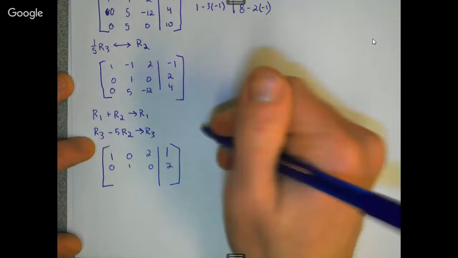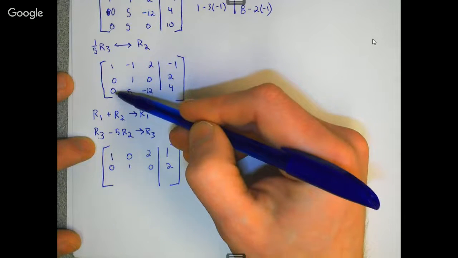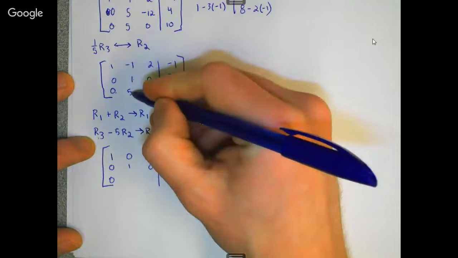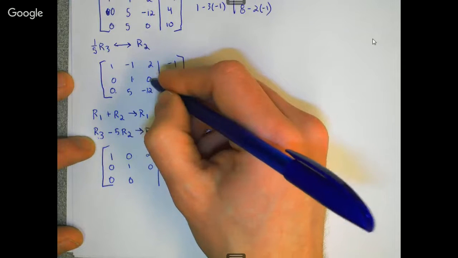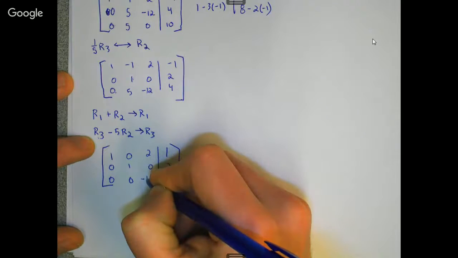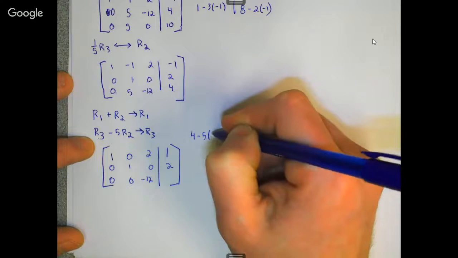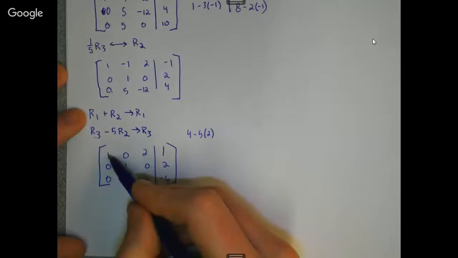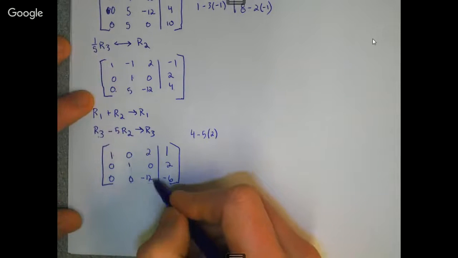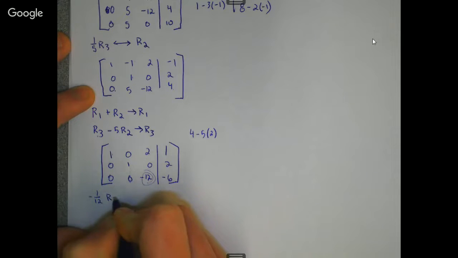Row 3, so we're taking row 3 minus 5 times row 2. So that's 0 minus 0, that's 0. 5 minus 5 times 1 is 0. Negative 12 minus 5 times 0, that's still negative 12. We have 4 minus 5 times 2. So that's 4 minus 10, that's negative 6. So I got a 1, 0, 1, zeros above and below. So this right here needs to be a 1. So we got to divide it by negative 12. So that's negative 1/12. Row 3, back into row 3.